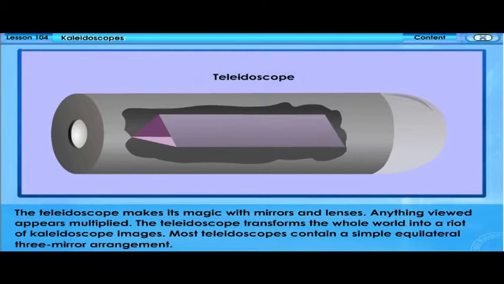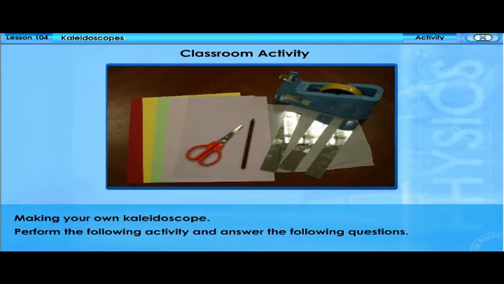The kaleidoscope makes its magic with mirrors and lenses. Anything viewed appears multiplied. The kaleidoscope transforms the whole world into a riot of kaleidoscopic images. Most kaleidoscopes contain a simple equilateral three-mirror arrangement. Perform the following activity and answer the following questions.